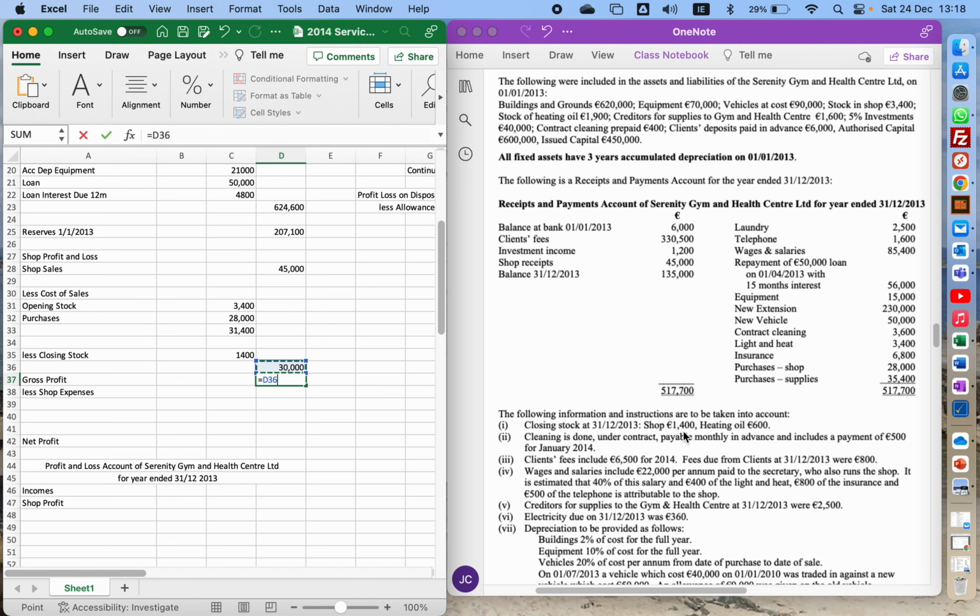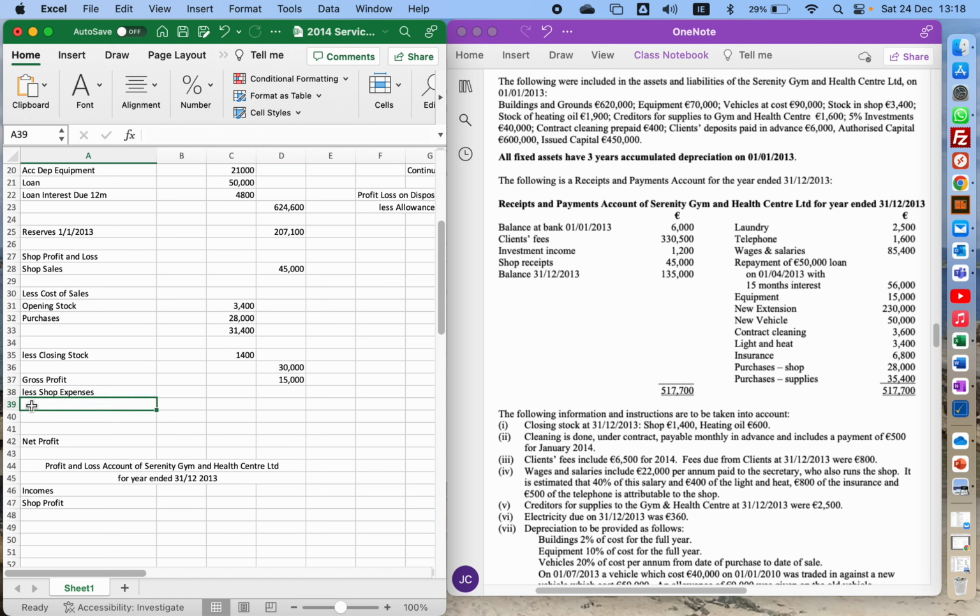And then the gross profit is going to be 45, take away 30. Now, there's expenses specifically for the shop. Now just double check. So we got closing stock dealt with. Cleaning is on a contract. Payment for, okay, so it's prepaid. Fees from clients we do it later. Wages, salaries, includes secretary also runs the shop. 40% of this salary. And 400 light and heat, 800 of insurance, and 500 telephone are attributable to the shop.